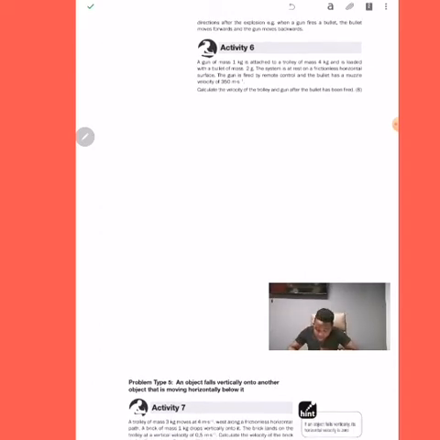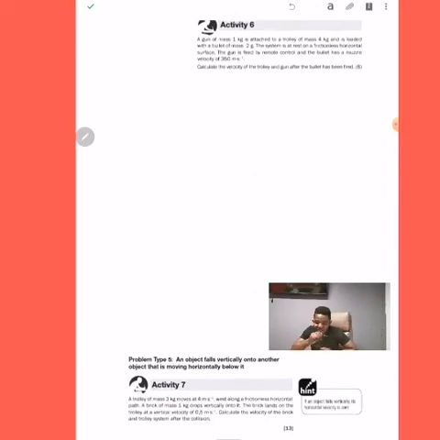So here we will be looking at a problem where it is said that a gun of 1 kilogram is attached to a trolley of mass 4 kilograms and is loaded with a bullet of mass 2 grams. The system is at rest on a frictionless horizontal surface. The gun is fired by a remote control and the bullet has a muzzle velocity of 350 meters per second. That is a very high velocity. You should calculate the velocity of the trolley and the gun after the bullet has been fired.